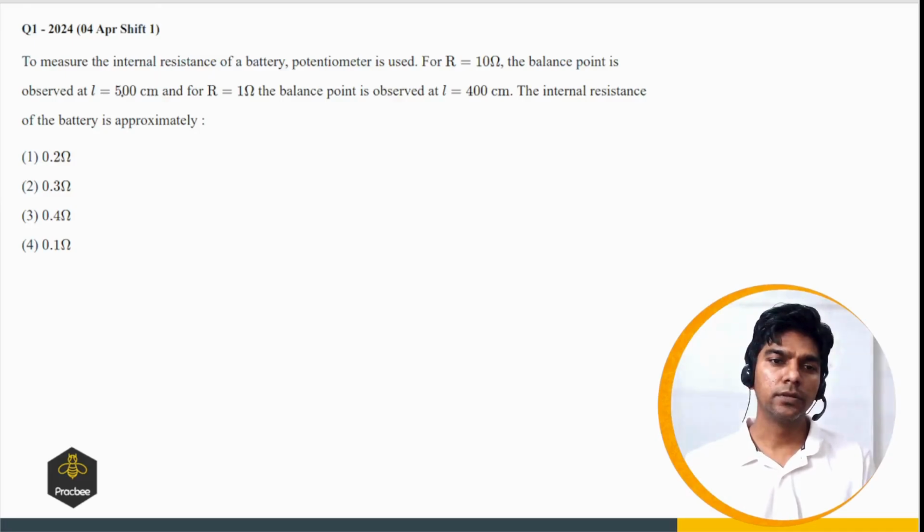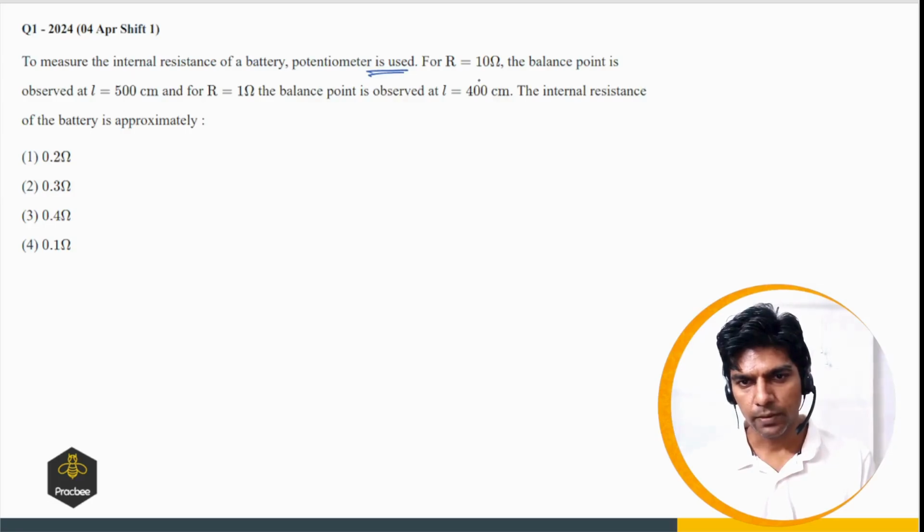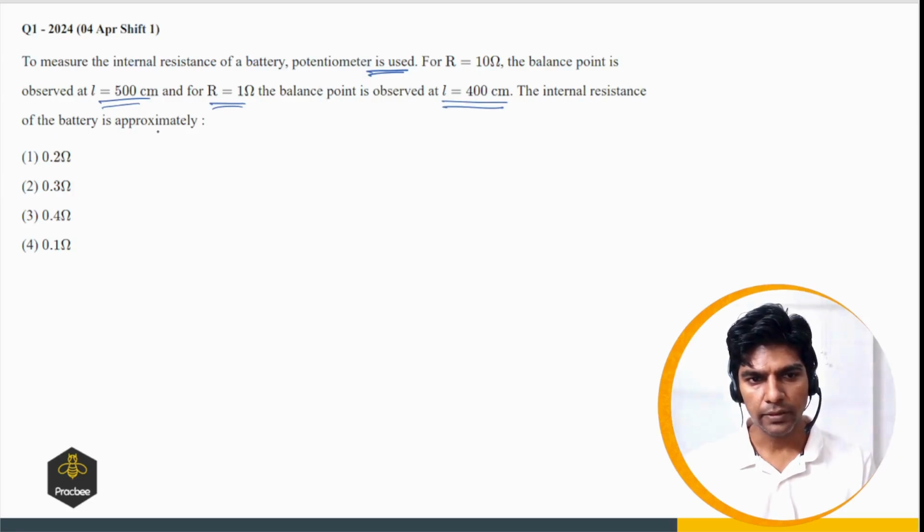To measure the internal resistance of a battery, a potentiometer is being used. For R equals 10 ohms, the balance point is observed at L equals 500 centimeter, and for R equals 1 ohm, the balance point is observed at L equals 400. The internal resistance of the battery is approximately?